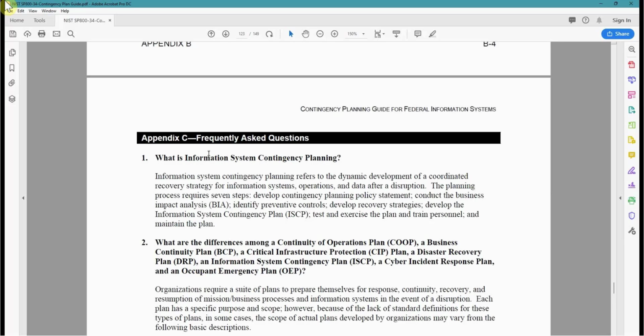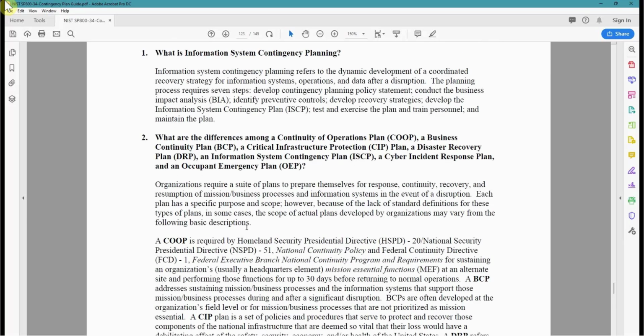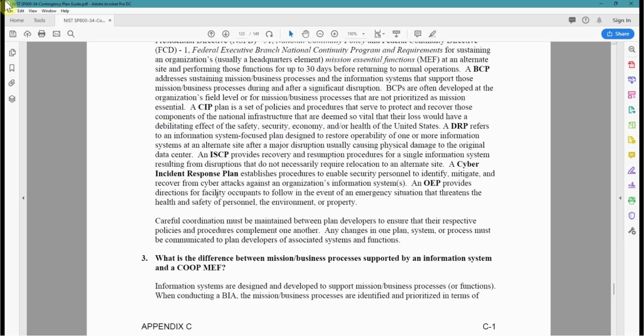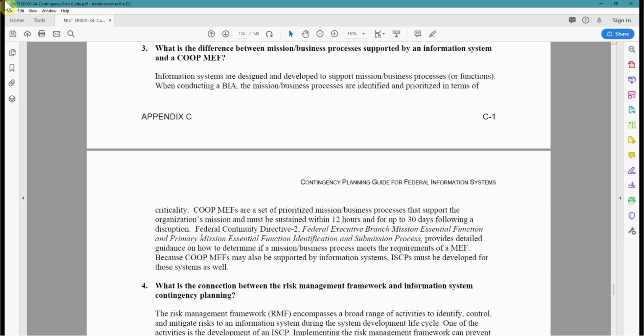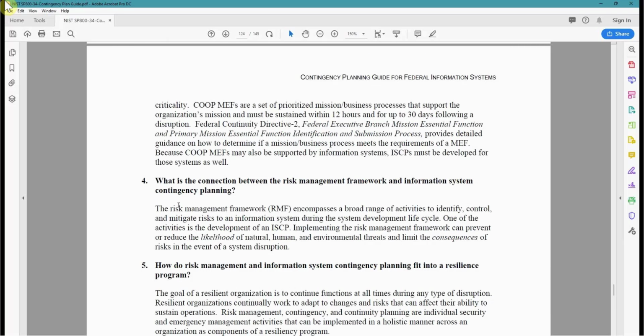Right here, you can see, what is information system contingency planning? What are the differences among the continuity of operation, the COOP, a business continuity plan, and a critical infrastructure plan? These are all the questions that are frequently asked. What is the difference between a mission business process supported by an information system and a COOP mission essential function, right? So a lot of questions are being asked here, and then you see the explanation.